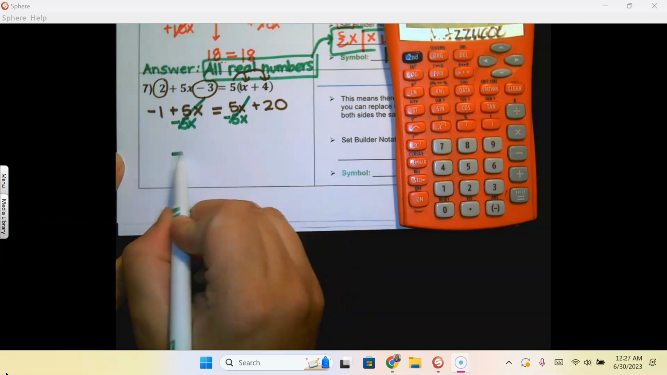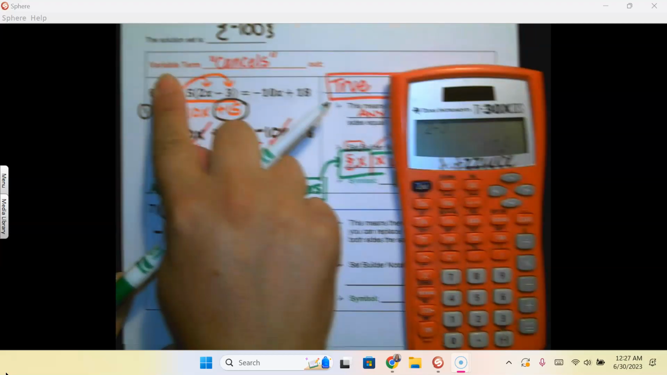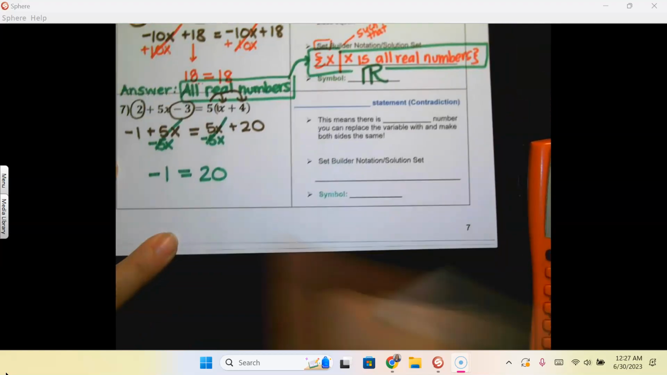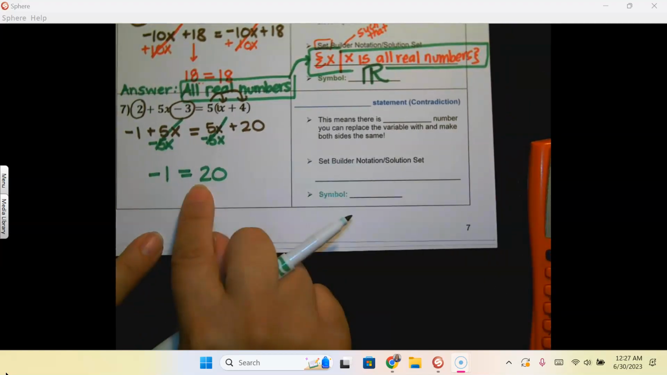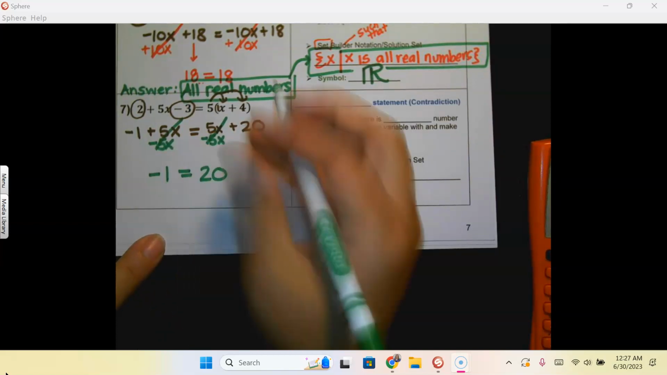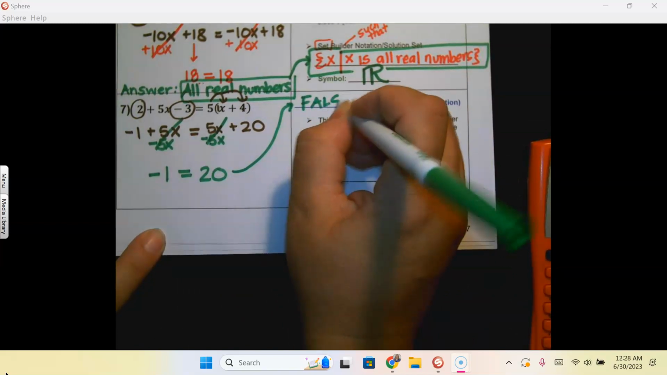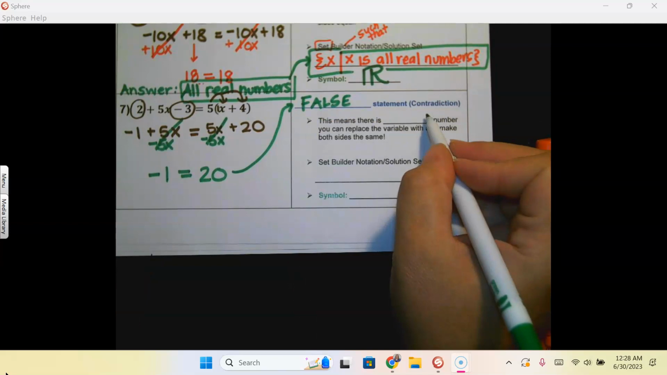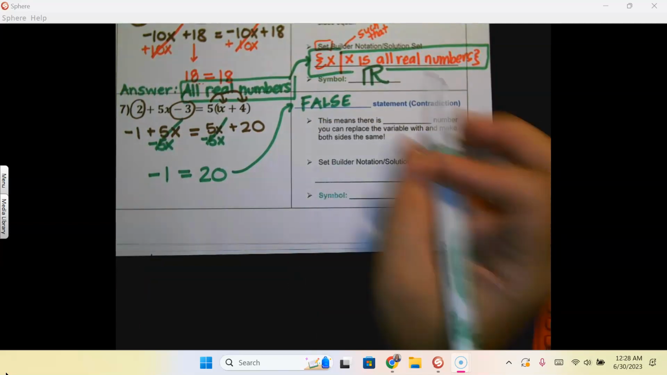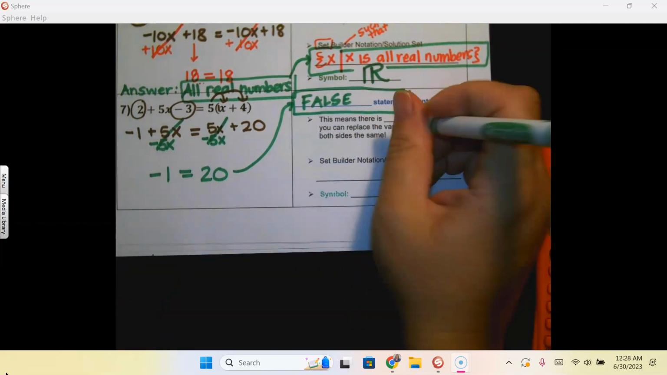And then I'm going to bring down what's left. So the variable cancels out again in both of these problems. What's different here is when you bring down what's left here, this is not true. -1 does not equal 20. So this is a false statement. Another word for that is it's a contradiction. So it's not true. When you get a false statement, it means that there is no number at all.